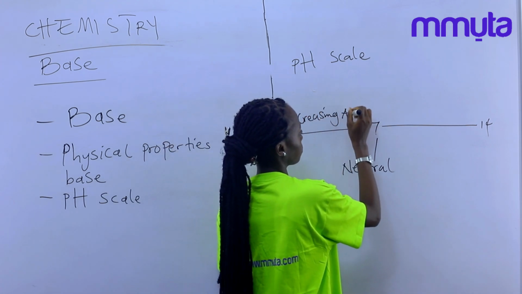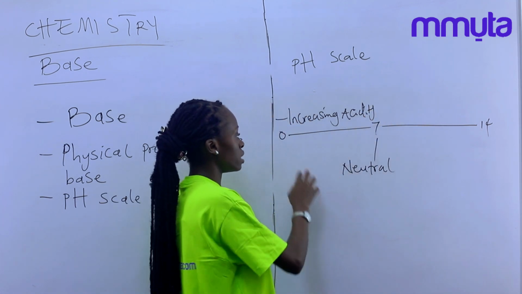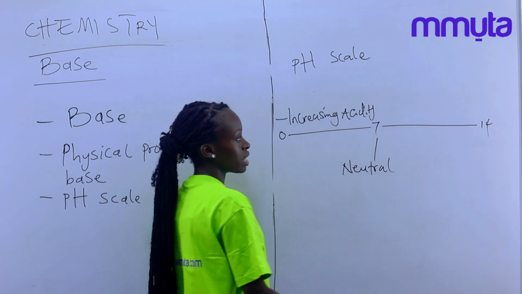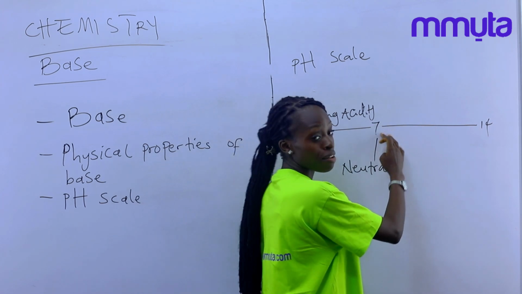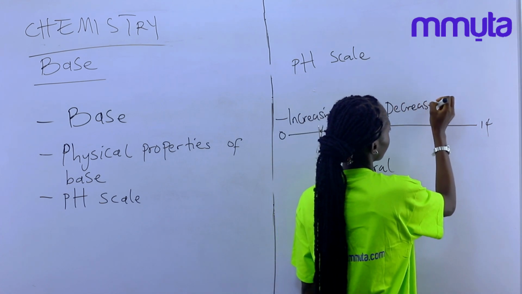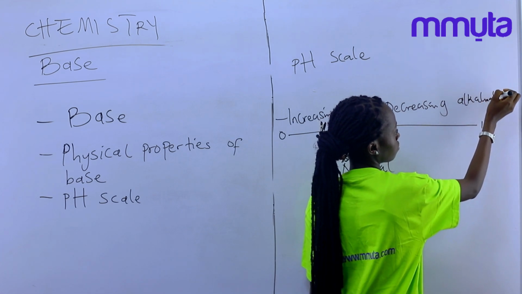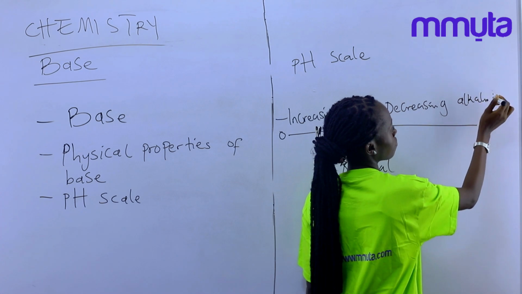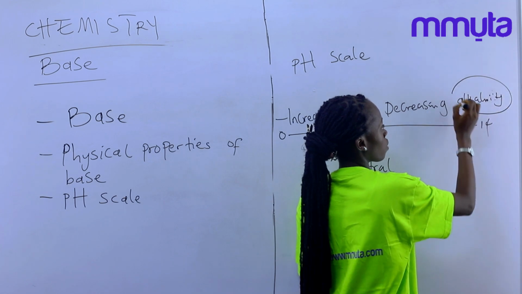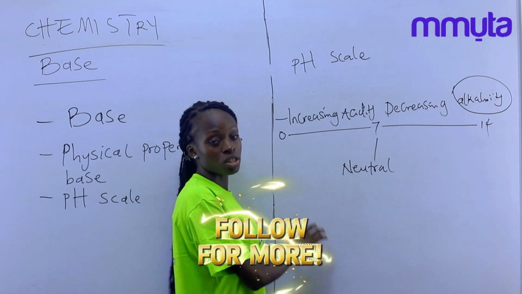Now, from 0 to 7, it has what we call increasing acidity. When a substance falls within 0 to 7, it has a more acidic level. But when that substance falls between 7 to 14, it has decreasing alkalinity. In our next class, I'll explain alkalinity. Okay, now this is typically what a pH scale looks like.